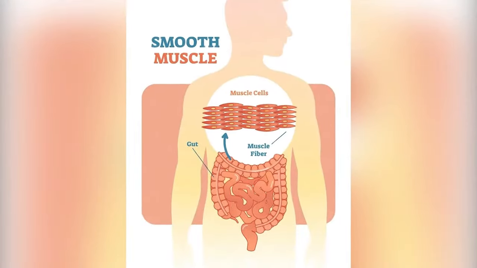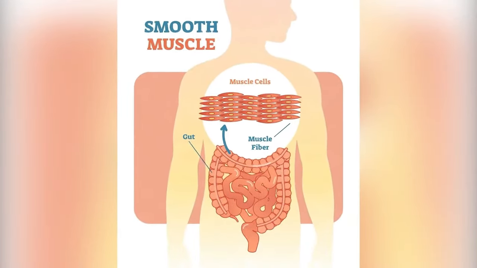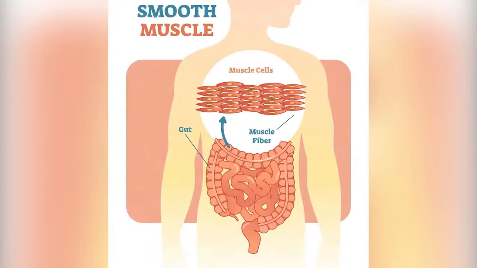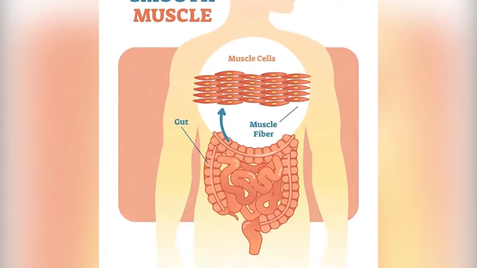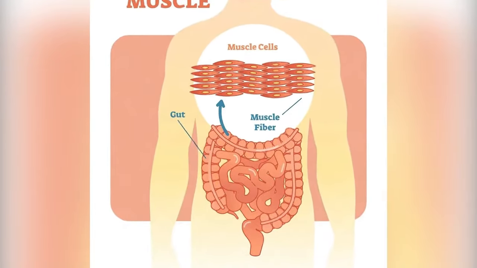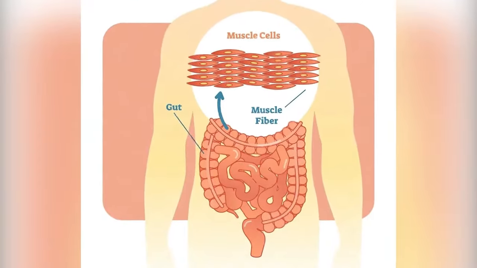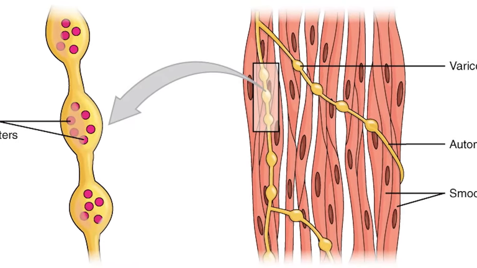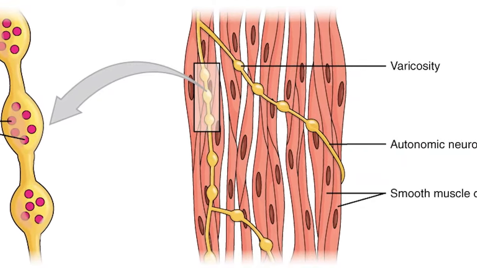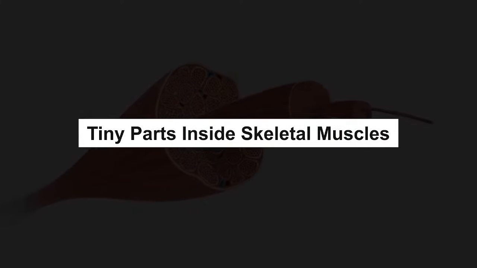Smooth muscles are also not under your control. They are found in places like your stomach, intestines, blood vessels, and bladder. They help move food, push pee out, or change the size of your blood vessels. These don't look striped and also have just one control center in each cell. Tiny parts inside skeletal muscles.